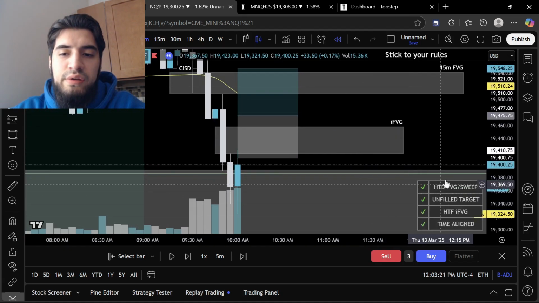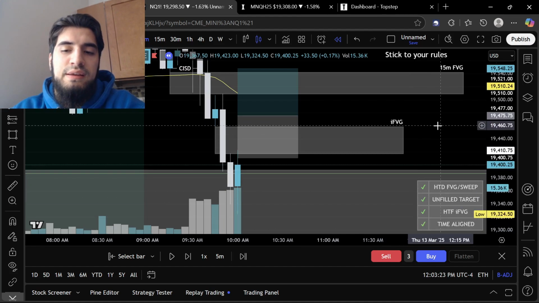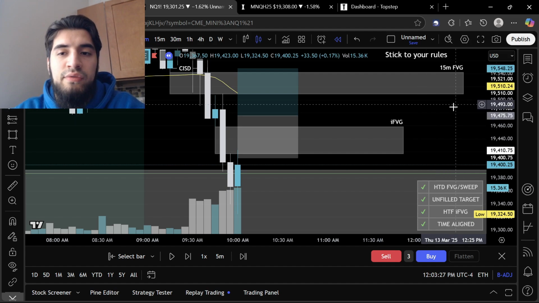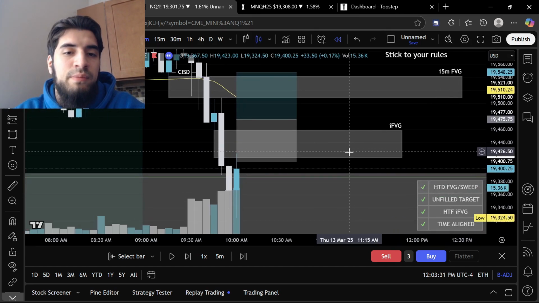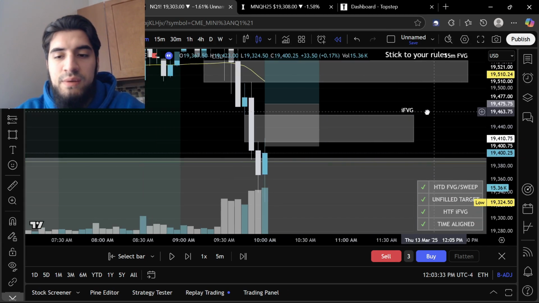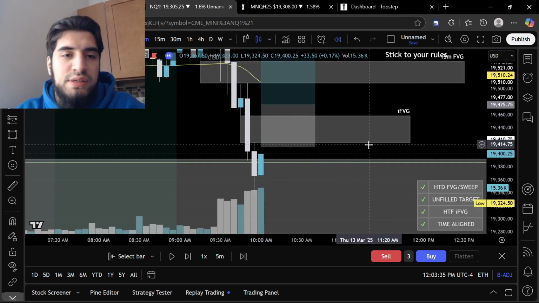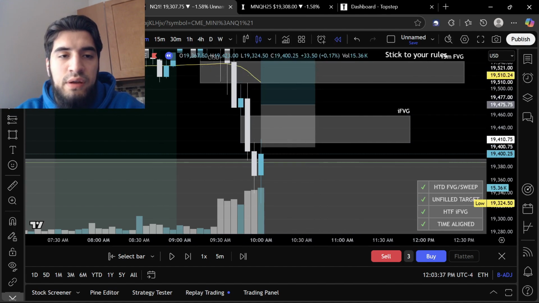Again, the way I trade, you can even see my whole checklist right here. I needed some sort of a higher time frame fair value gap or sweep. Then I need an unfilled target, which is this 15-minute fair value gap. And then I just need the highest time frame IFG, which is the inverse fair value gap, right? And obviously we need the time to be aligned. So all of these things are checked, right?